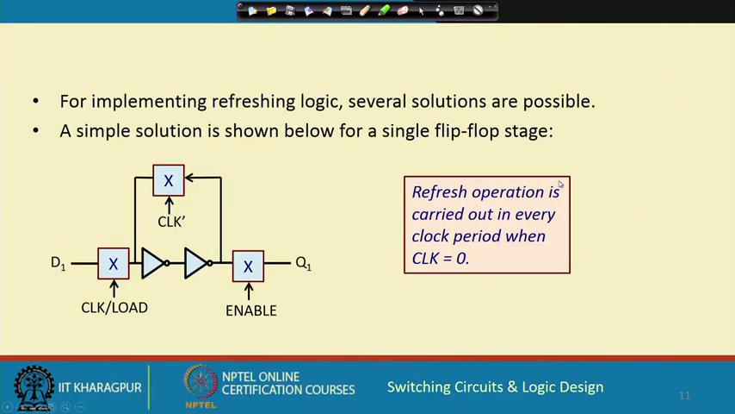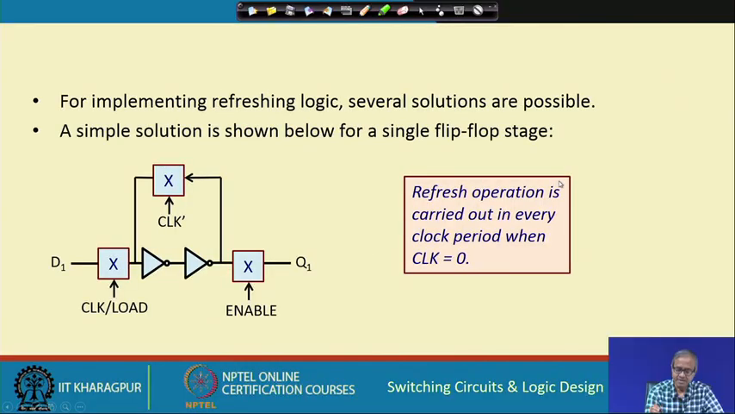Okay. But now, the question comes that these charges tend to decay or dissipate. How do you refresh the charge? Because we want to store some data over longer periods of time. So, there are simple ways available for this. Here we are showing one possible solution, and we are showing again a single flip flop stage.